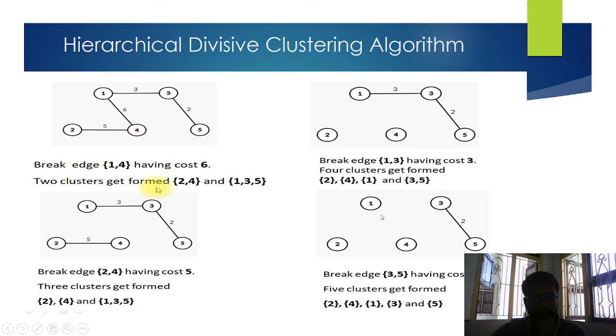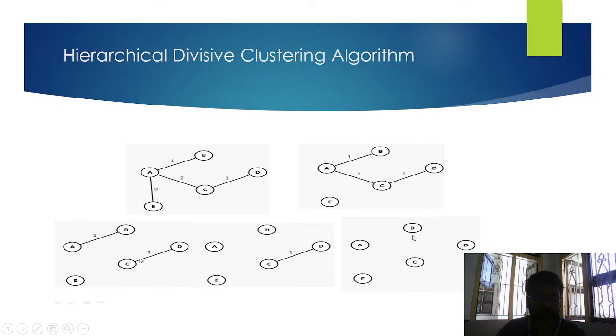After breaking 1-3, we get the tree like this. So we have four clusters now: 1, 2, 3-5, and 4. Still we have to break because 3-5 is not a singleton cluster. So we break 3-5, which has cost 2. Now the five clusters are formed: 2, 4, 1, 3, 5. This is a step by step process.